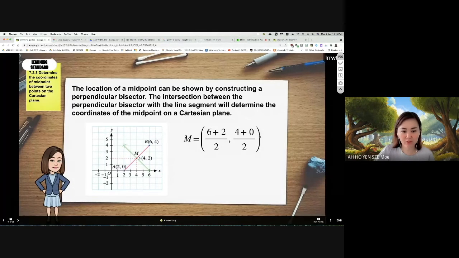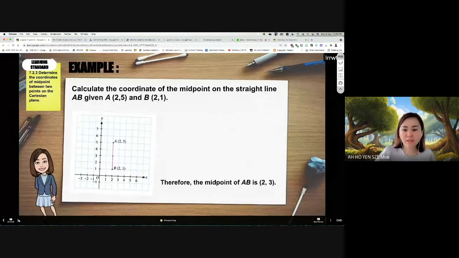This is the formula. So we managed to get the midpoint 4, 2. Easy, right? Can everyone follow? Okay, so we go to the next one. This one is the same thing.